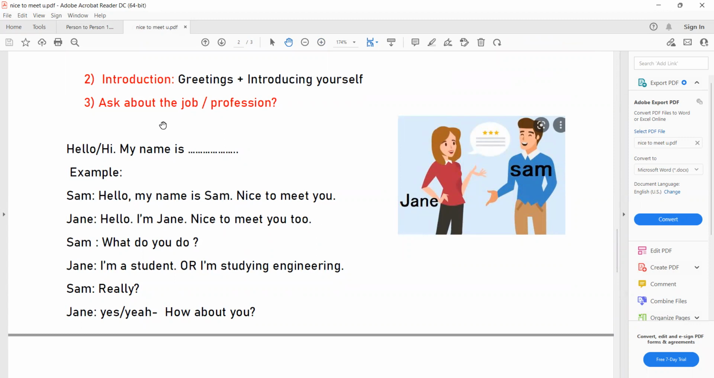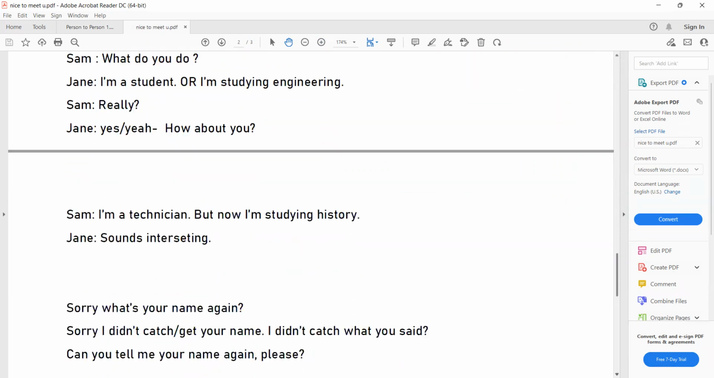And then you ask about the job or the profession. Okay, so the first thing is you started by introducing yourself and the greeting, and then you ask about the profession. Okay, and how do you ask? You say, what do you do? That means, what's your work or what do you do for a living? Okay, now let's see here.